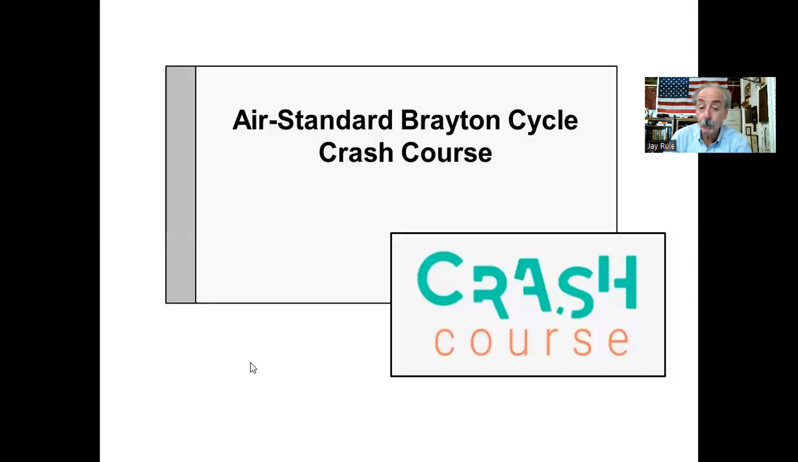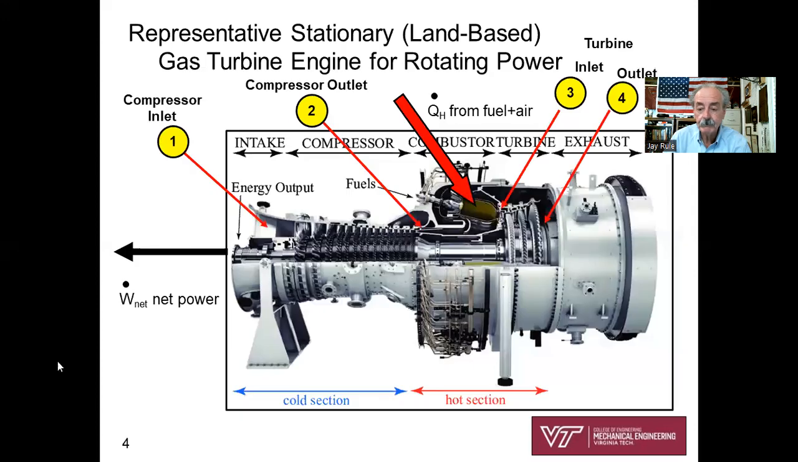So here's our crash course on the air standard Brayton cycle. Now we're back to where this is a cutaway view of what's called a stationary gas turbine engine, and it is used to drive an electric power generator. And so this cutaway gives us a chance to look at the equipment involved in a gas turbine engine, its multiple components.